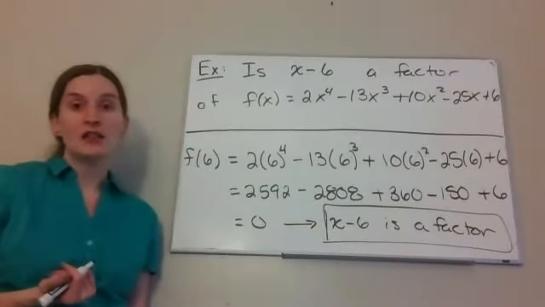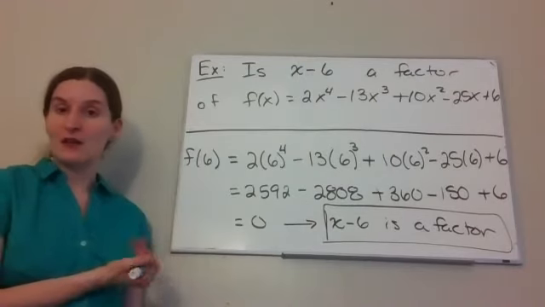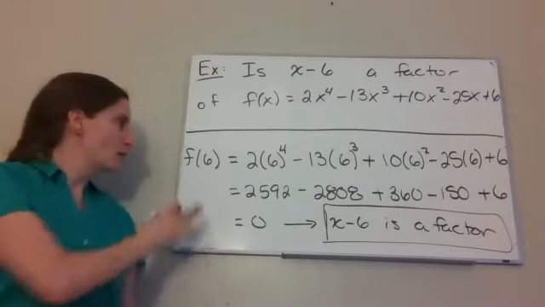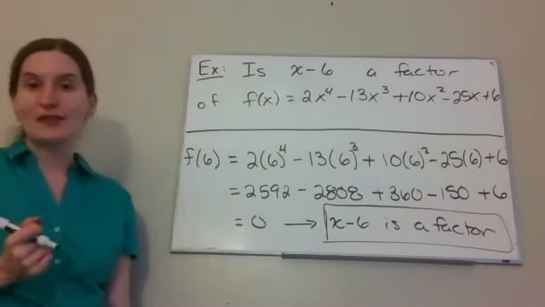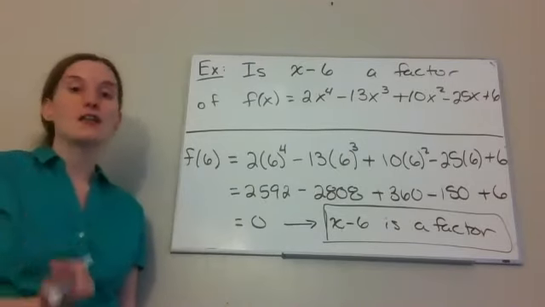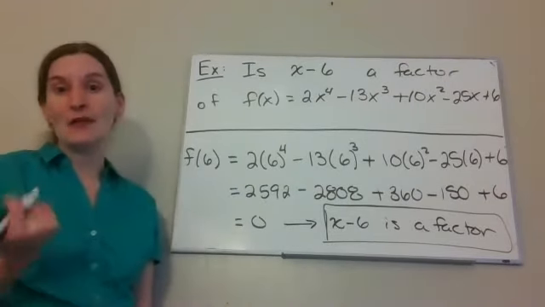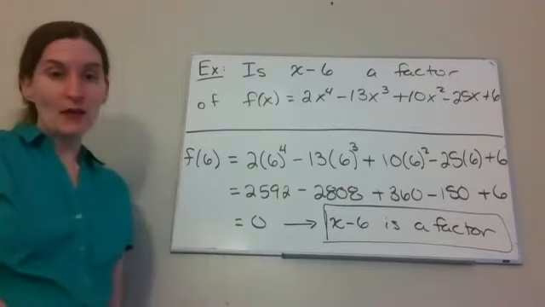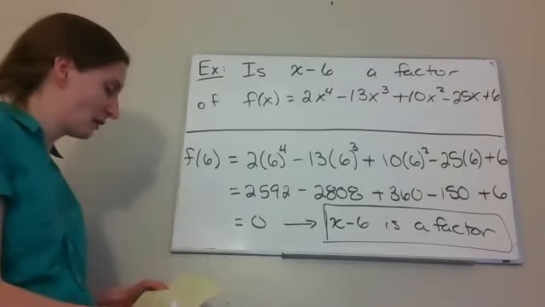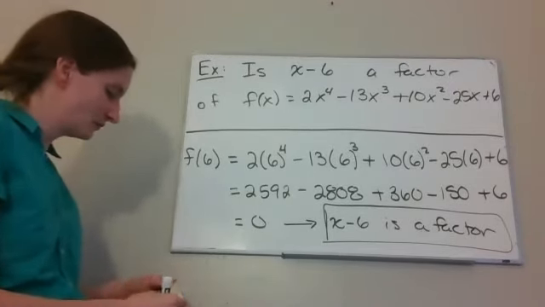Now, if I wanted to, I could have also figured this out using my remainder theorem. Rather than evaluating f of 6 to get 0, I could have used synthetic division and seen if my remainder is 0. Either way works. It still tells you x minus 6 is a factor.